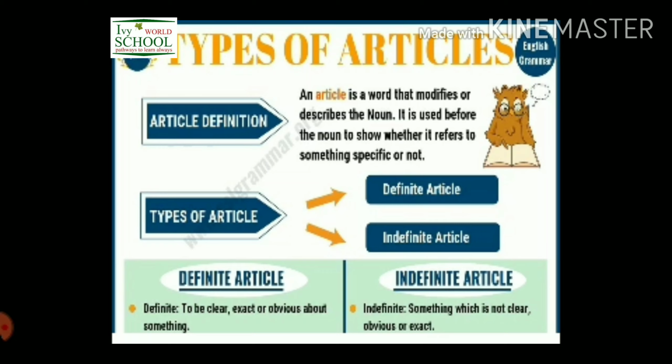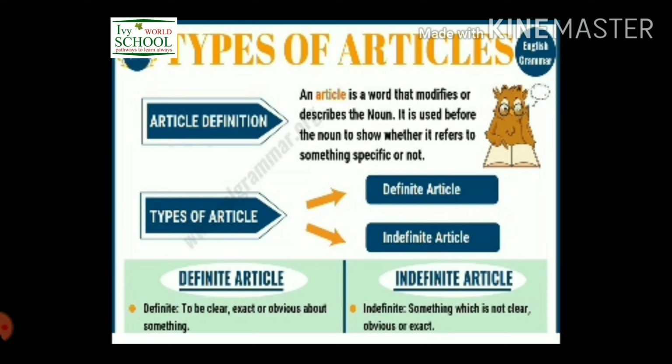Today in this class, we are again going to revise the topic articles. An article is a word that is used in front of a noun, and it tells us whether the noun is something very specific or something very general. There are two types of articles, definite and indefinite. Students, when there is something very specific, the definite article is used. That means the. And when there is something very general, a or an is used in front of a noun.